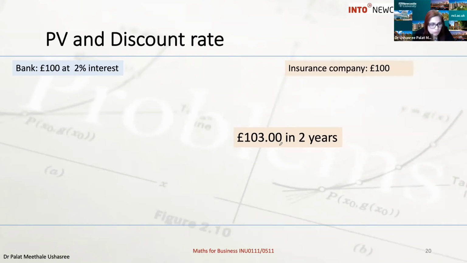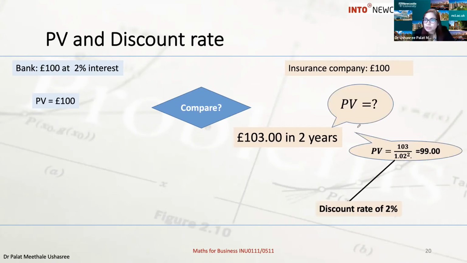Yeah, so we calculate the present value. How do we decide that? We calculate the present value, and then compare the two. So what is the present value here? This is today's value because you are depositing 100 pounds in the bank. So that is your present value, today's value. But in this case, you have to work your way backwards to find the present value. So that is your present value, 99 pounds. So you divide 103 by 1.02 to the power of 2. And this is your discount rate of 2%. Okay, that's your discount rate, isn't it?